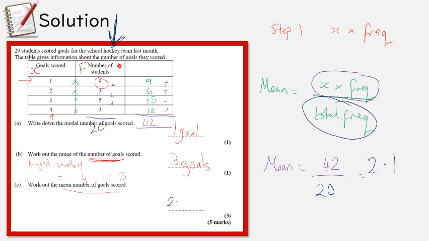So that's 2.1 goals. Before I move on, does that seem a sensible number? Does 2.1 lie between 1 and 4? Yes, it does. So it seems like a sensible answer. So those are your answers. You've got all of them right. You've got 5 marks. Well done.